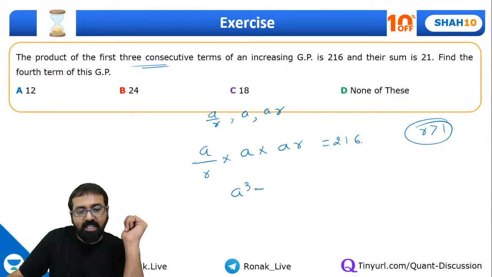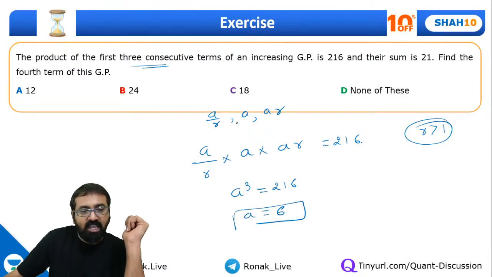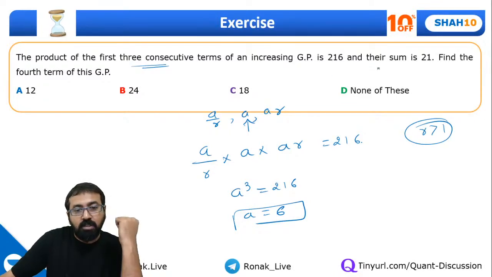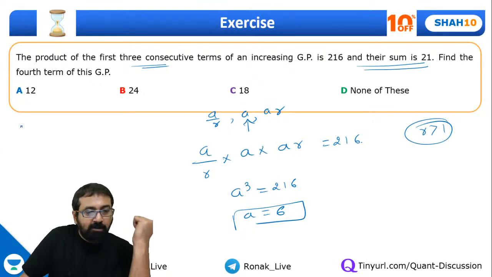If I solve this, I'll get A cube as 216. So A will come out to be 6. Now what is A? A is the second term. Please remember, A is the second term. Further, the summation is given as 21. So that means, if I just add them, A by R plus A.